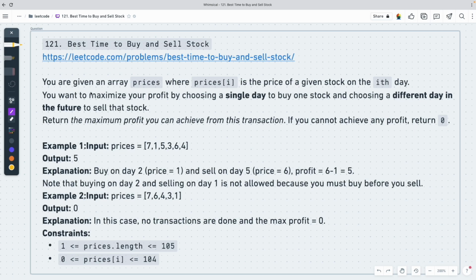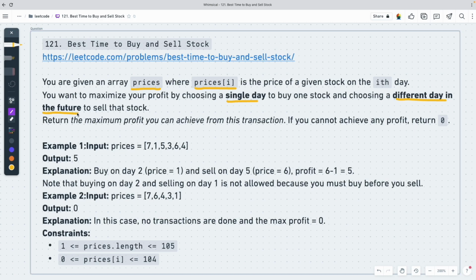So the problem statement says we are given an array prices where prices[i] represents the price of a given stock on the ith day. That means prices[0] is the price of a given stock on the first day. You want to maximize your profit by choosing a single day to buy one stock and choosing a different day in the future to sell a stock.